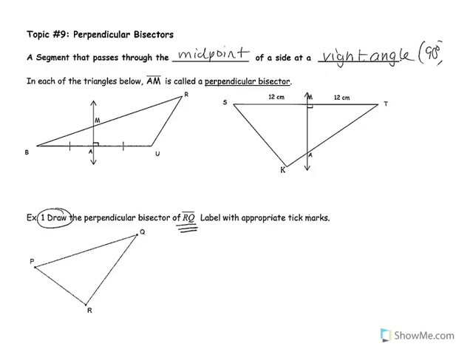Number 9 is about perpendicular bisectors, and I have a guest here. Say your name. Gustavo Casemiro. And he's going to read us the definition. What's the definition of a perpendicular bisector? A segment that passes through the midpoint of a side at a right angle.